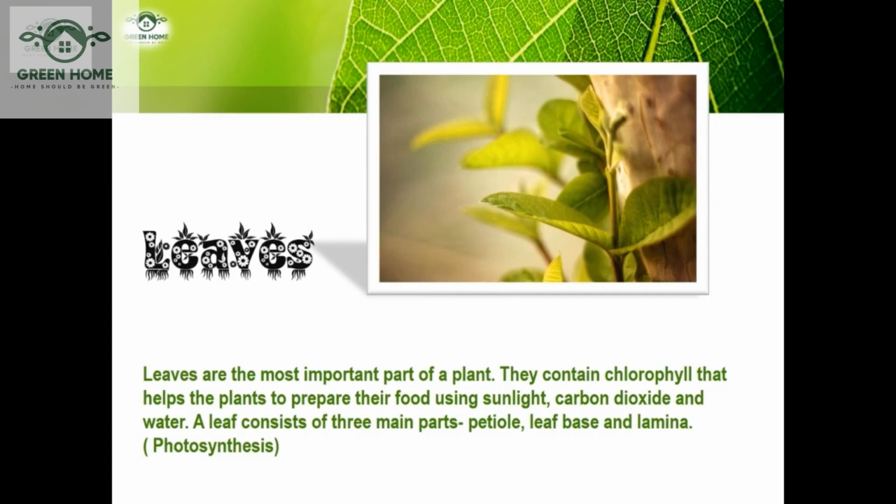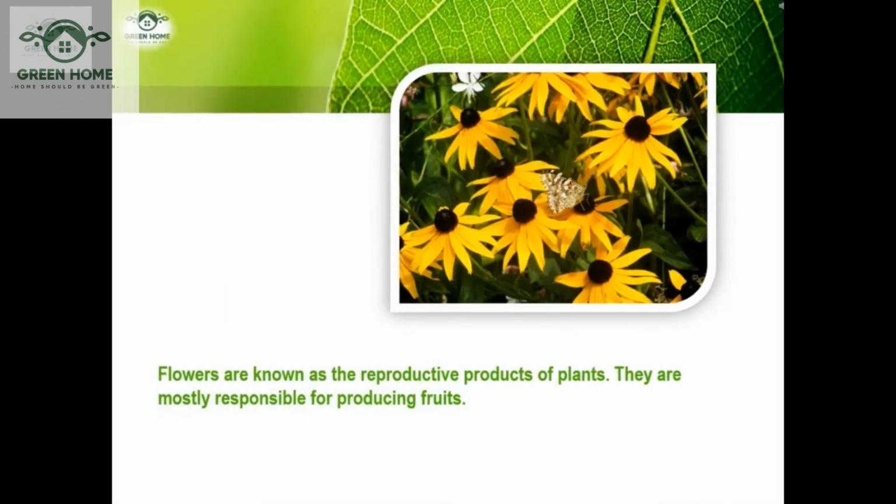Leaves. Leaves are the most important part of a plant. They contain chlorophyll that helps the plants to prepare their food using sunlight, carbon dioxide, and water. The leaf consists of three main parts: petiole, leaf base, and lamina. Photosynthesis.